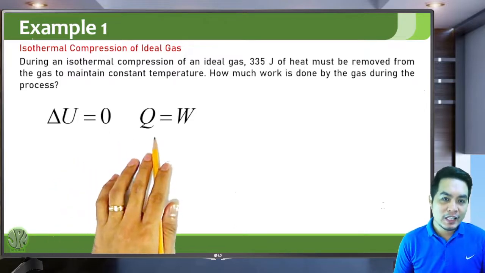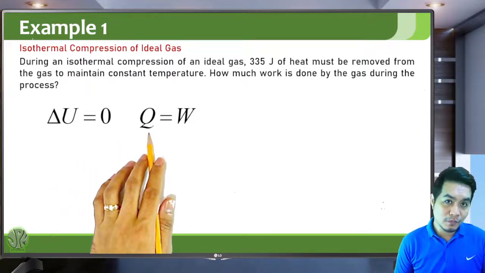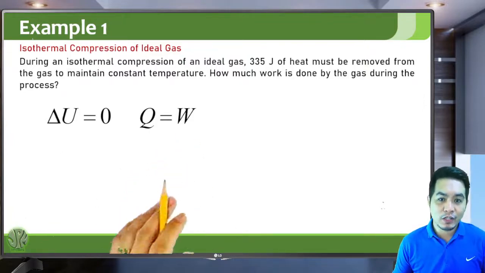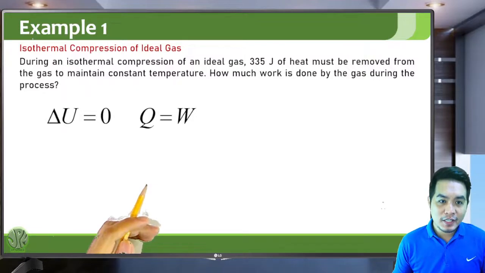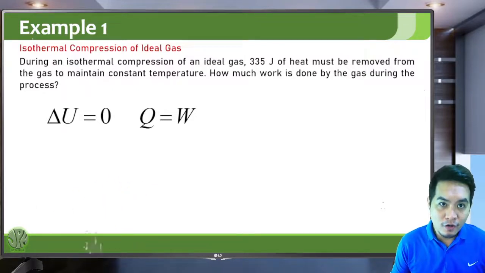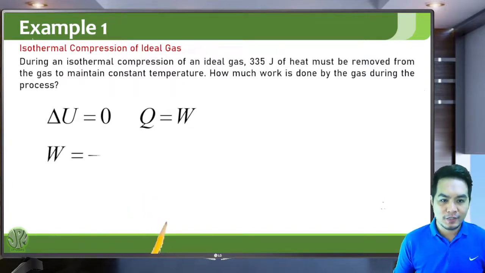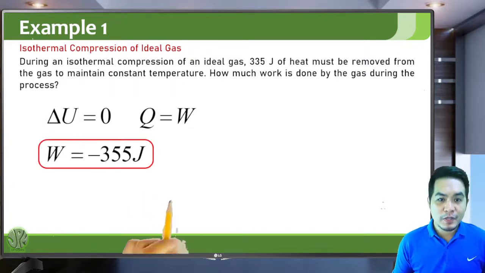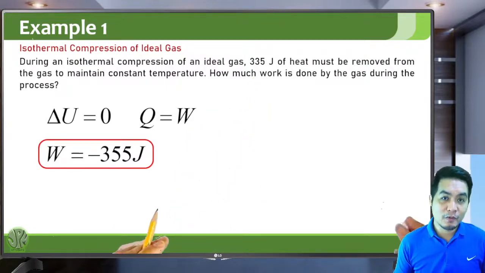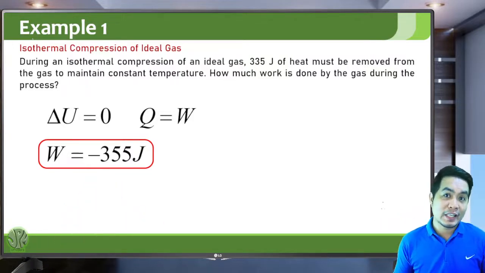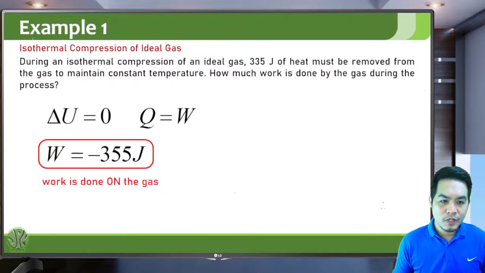Meaning the heat removed from the gas must be equal to the work done on the gas. This is work done on the gas because this is compression. You're transferring energy to the gas to compress it. So of course, it will just be equal to the heat removed. The heat removed from the system is negative 355 joules, so the work done must also be negative 355 joules. Again, work is not done by the gas, but work is done on the gas.